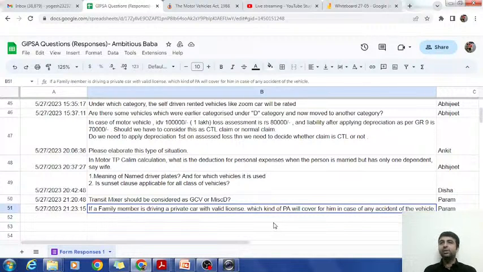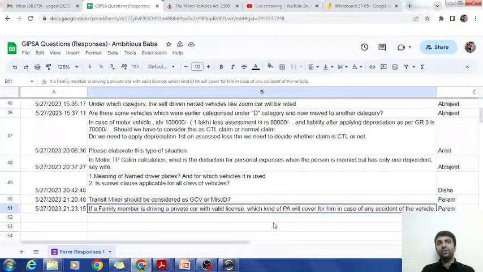Right? So I think I have answered all the questions which are in the Excel sheet, and let me check if any chat question is unanswered. Miss Manju says nowadays DL are not being issued like only for transport, so there is no reason for repudiation.